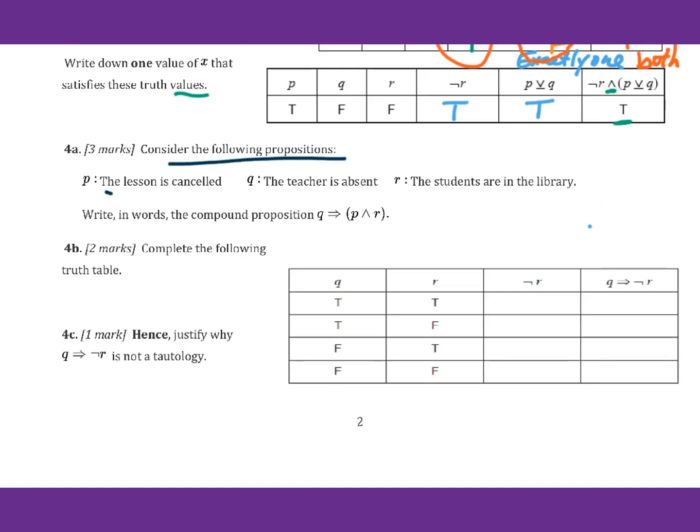For 4A, consider the following propositions. P, the lesson is cancelled. Q, the teacher is absent. R, the students are in the library. Write in words the compound proposition.